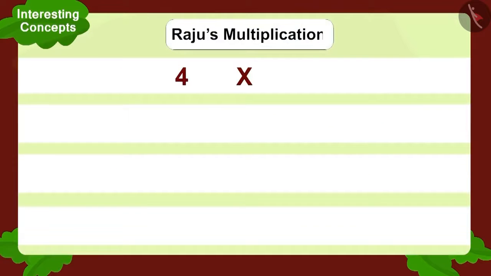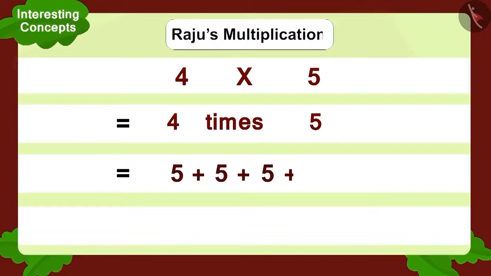4 multiplied by 5. Can you write this in another way? 4 times 5. Now, how will we write it in addition form? By adding 5 4 times like this. So, what is the total number of balls? 20.